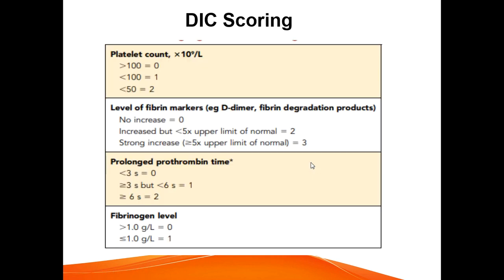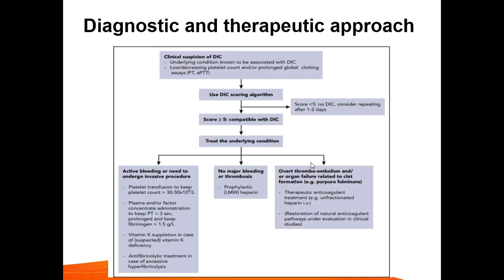So there is a DIC score which includes platelet count, level of fibrin markers, prolonged PTT and prolonged prothrombin time, and fibrinogen level, and then you score it. So this is a therapeutic approach. If there is a clinical suspicion and there is low platelet count, use DIC scoring. If it is less than 5, DIC is ruled out. Look for other cause. If it is 5 or more, then treat the underlying condition.